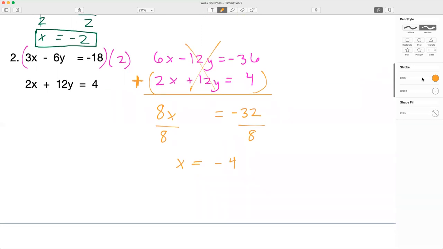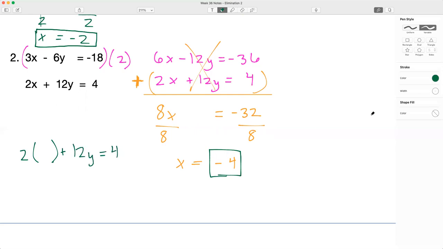What are we going to do now, folks? What did we do last time? We took our x and we plugged it back into the simpler equation, and we found what the y is. So I'm going to plug it into this equation. I just like it more. It's got only positives, which I'm a fan of. I like to be a positive guy. And then 2 times that value right there plus 12y equals 4.